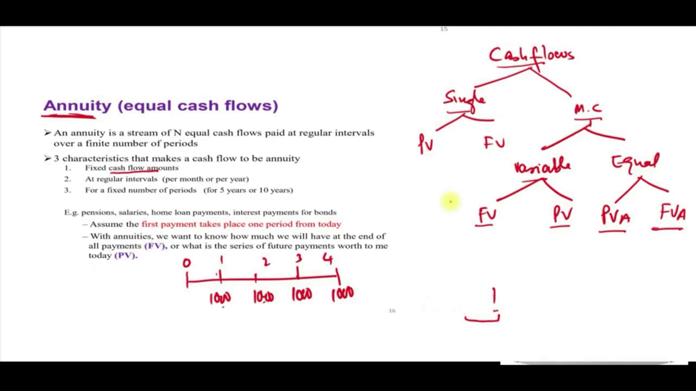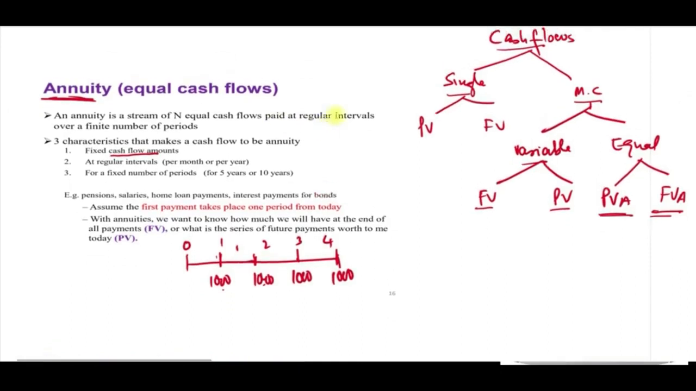Regular interval means after every interval there is some cash flow. And for a fixed number of periods, the number of periods should be fixed. So 1, 2, 3, three characteristics that you need to remember. Now we need to find the present value of annuity and the future value of annuity.